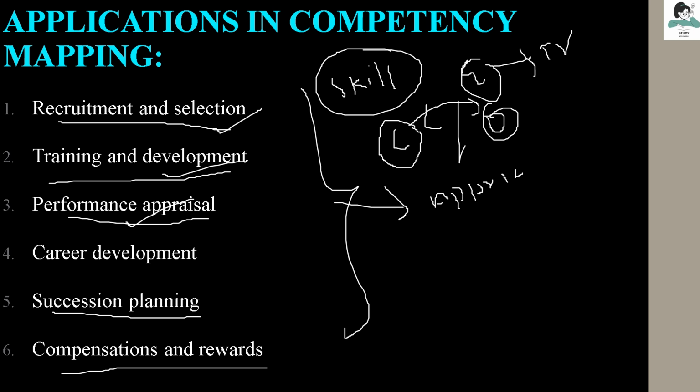Okay. Next is career development. If an employee wants to grow in his career, he will understand what competencies or skills he needs to have. Yes. Next is succession planning. With the help of competency mapping, the organization can analyze who will be the best candidate for the higher position in the future. Next is compensation and rewards. Based on the competencies and performance, the compensation and rewards will be given to the candidate. Yes. So these are the applications of competency mapping.